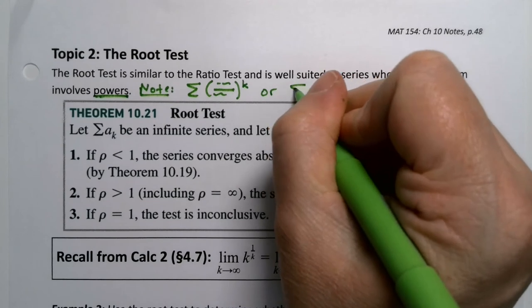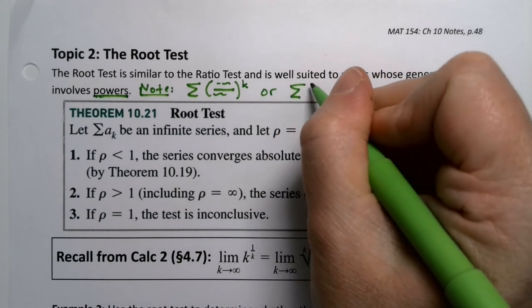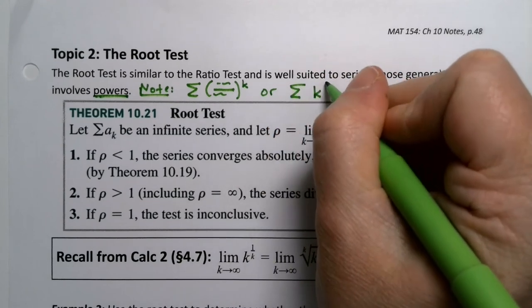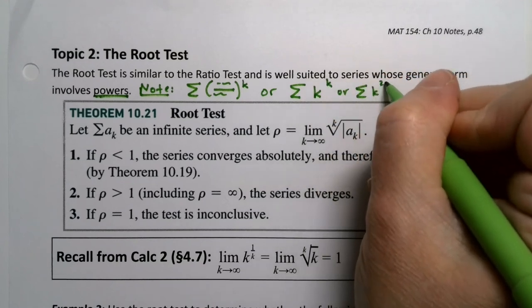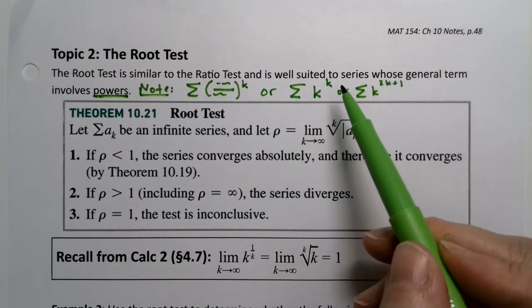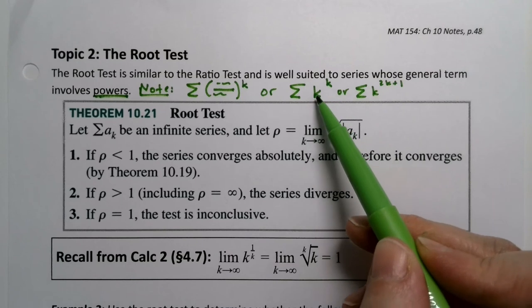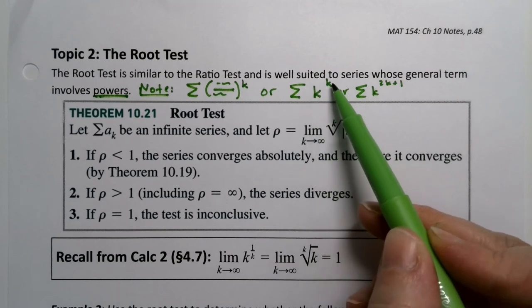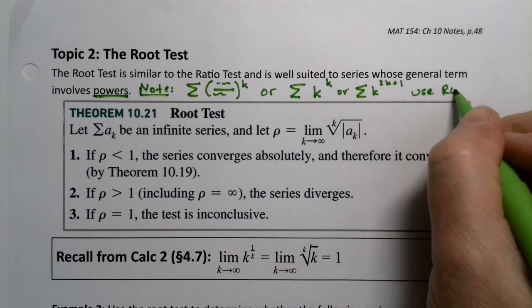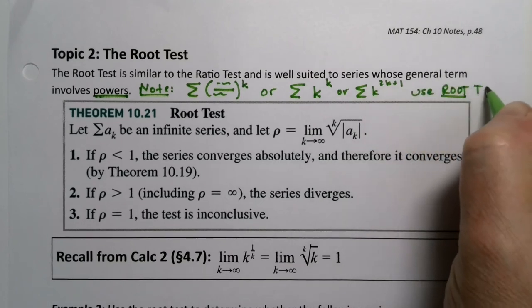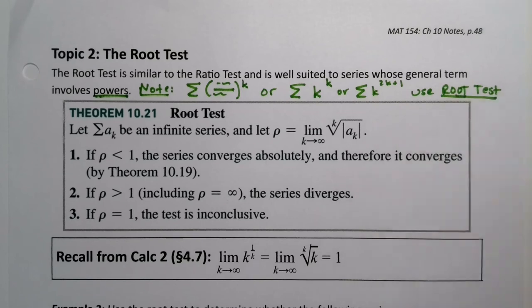Or you have something like k to the k, or something like k to the 2k plus 1, stuff like that, where it's got the index in both the main line and also in a superscript. For all of those types, the root test tends to be the best one to use. Just a little hint.